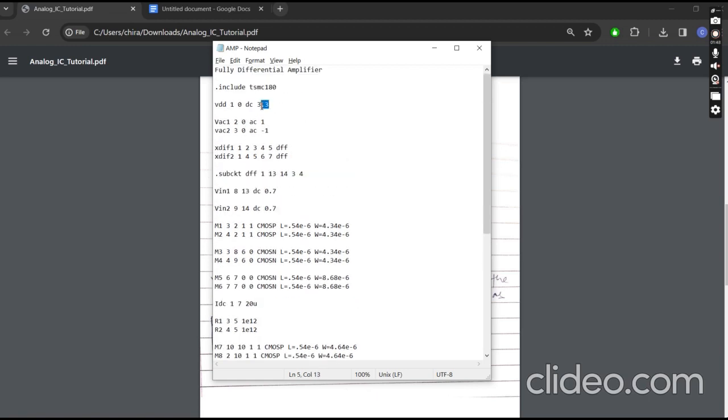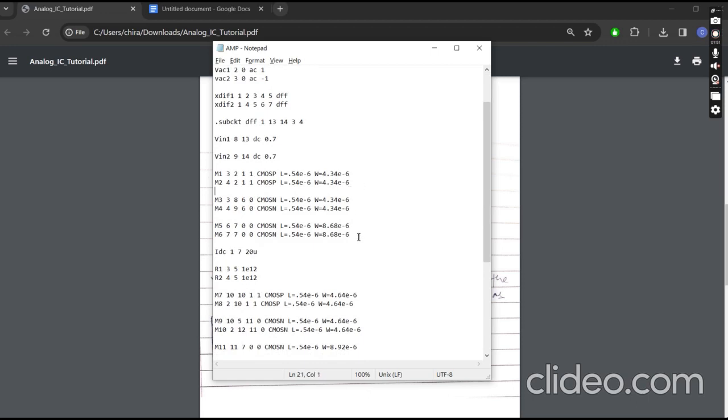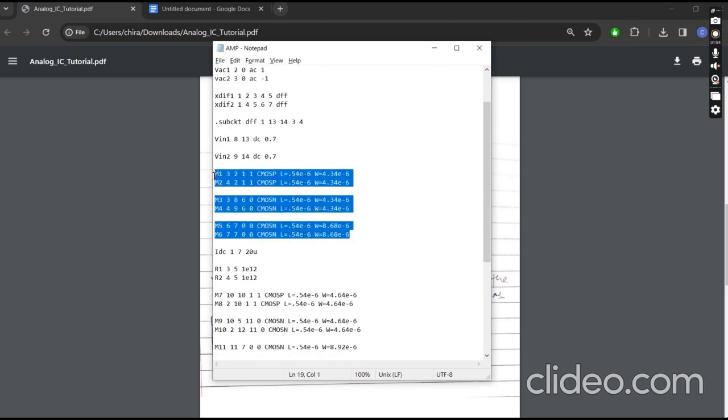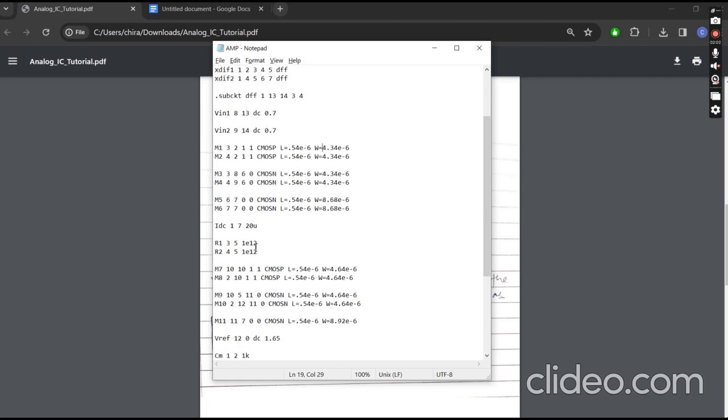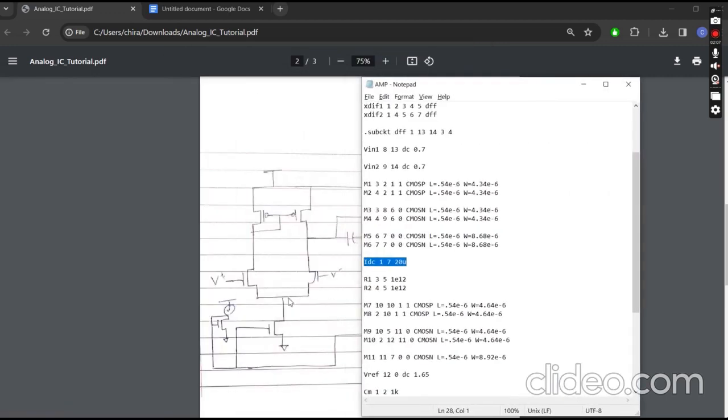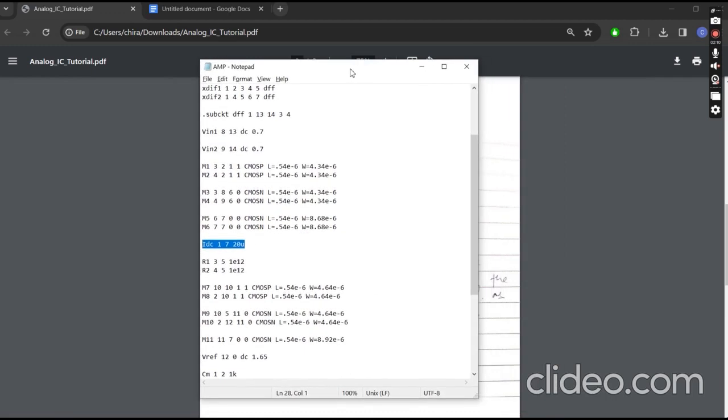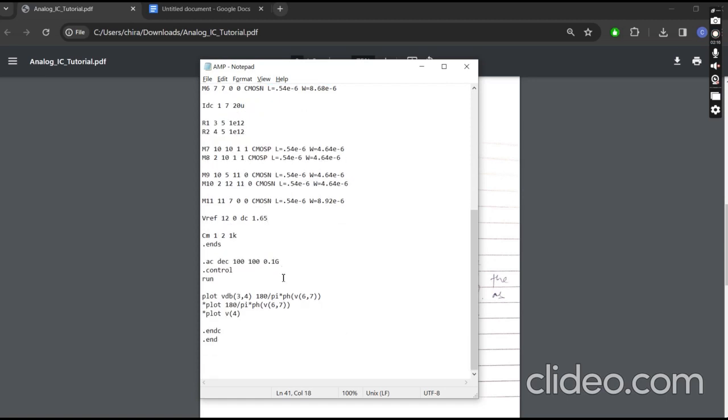Here I have given the power supply as 3.3 volts, and each MOSFET is set to an aspect ratio of W by L, where W is 4.34e-6 and L is 0.54e-6. The IDC current source is 20 microampere, and each and every MOSFET has the same aspect ratio. And the Miller compensation capacitor value is 1 kilofarad, and we do AC analysis and plot gain and phase.